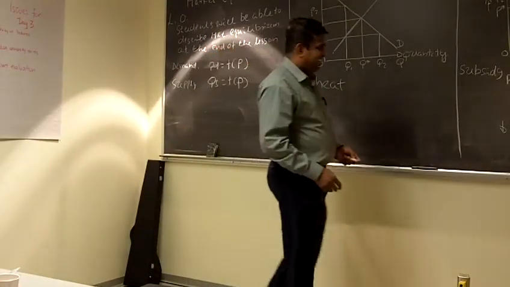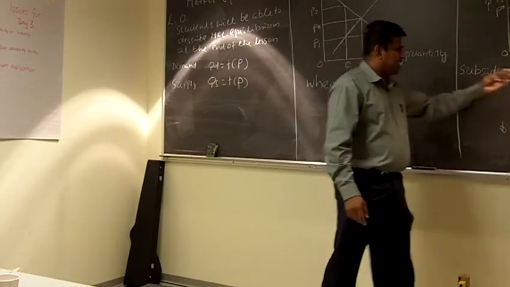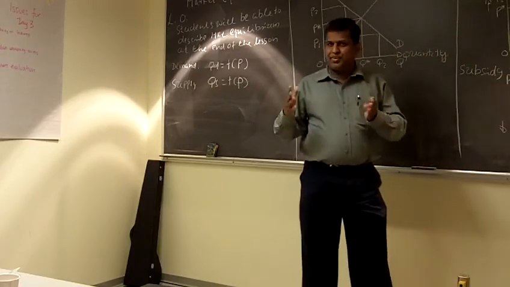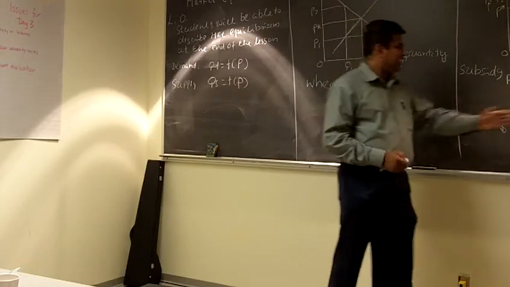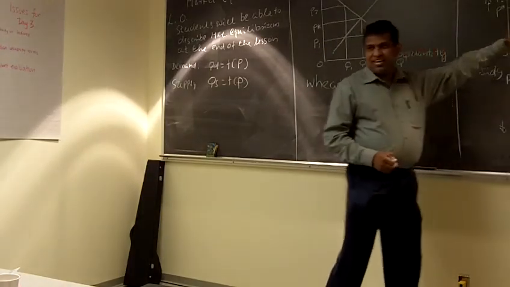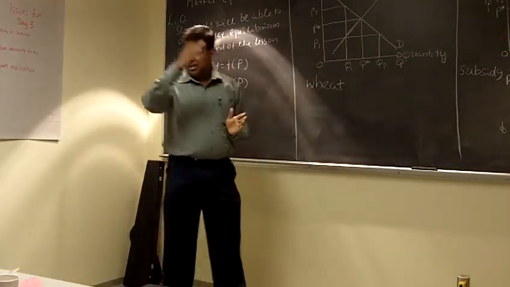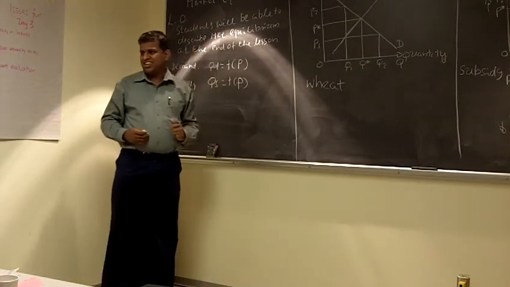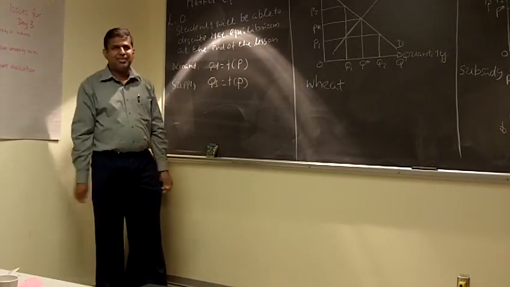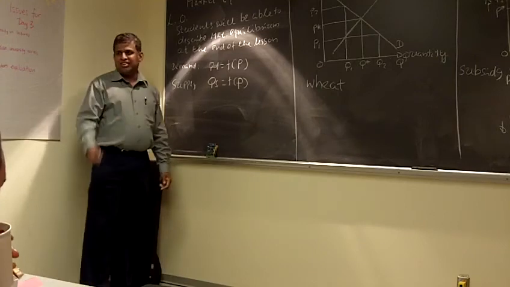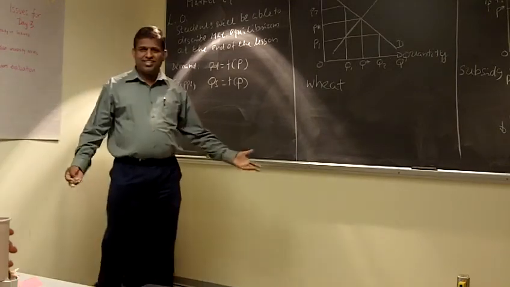So what is the impact? Ethanol production leads to an increase in demand for wheat. So then what is happening? The wheat demand curve shifts to the right. So then price goes up and quantity goes up.